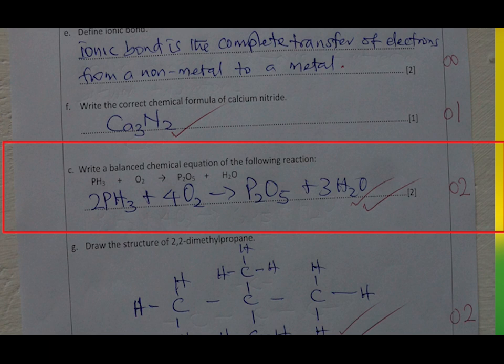C. The candidate gave the correct balanced chemical equation. That is, by changing the stoichiometric coefficient of PH3 to 2 and that of oxygen to 4, and water on the product side to 3. And therefore, she is awarded 1 mark out of 1.